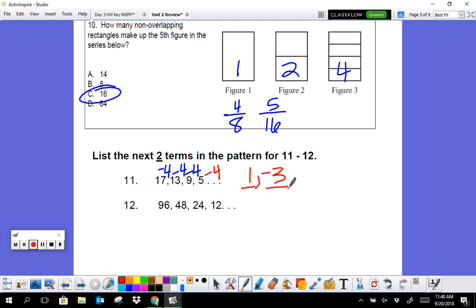Number 12, it looks like the pattern is that this is being divided by 2 to get the next number. So here, 12 divided by 2 would be 6. 6 divided by 2 would be 3.